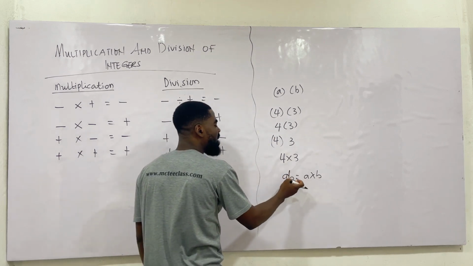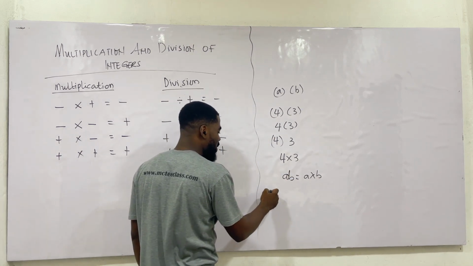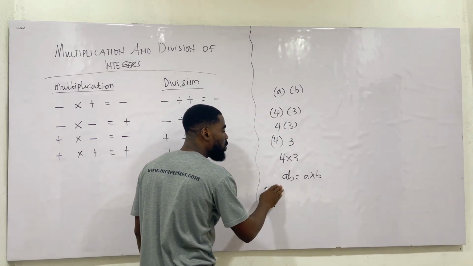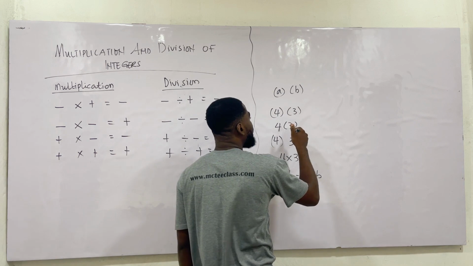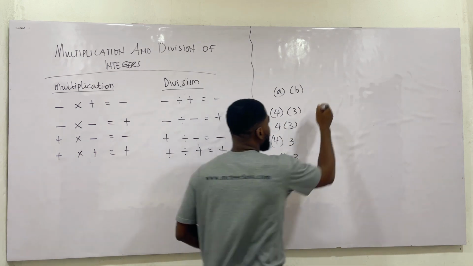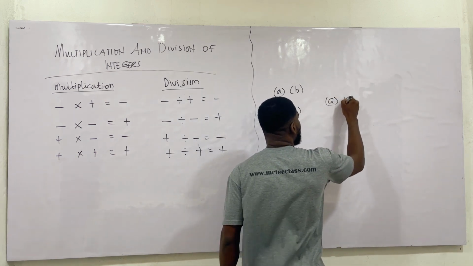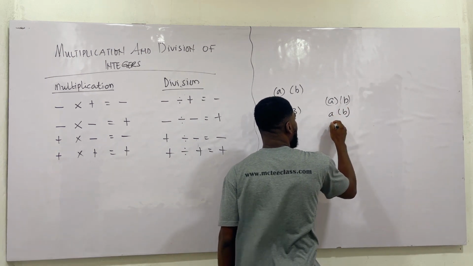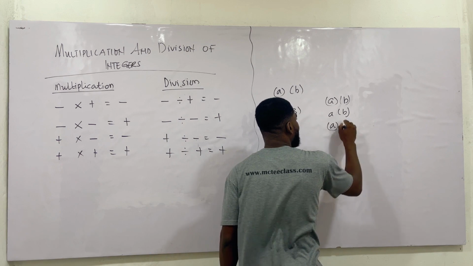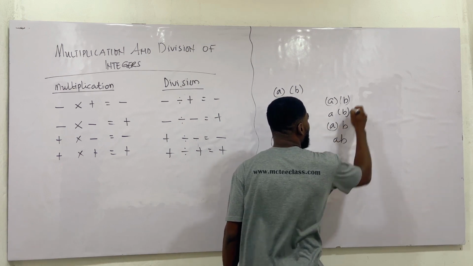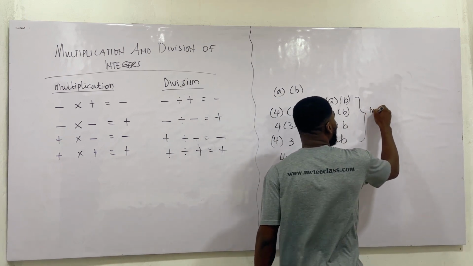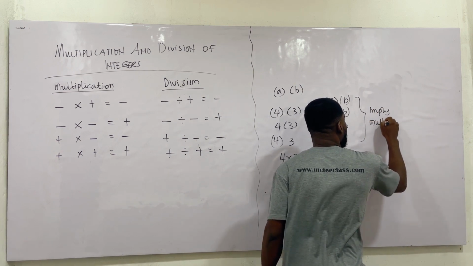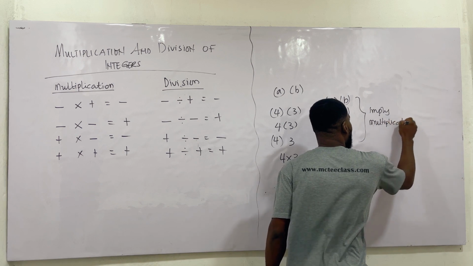When numbers are multiplying, they are very close to each other. If we have A plus B, there's that difference there. But A times B, they are very close. Take note of this. The point I'm making here is that A, B, then A into bracket B, all these things imply multiplication.